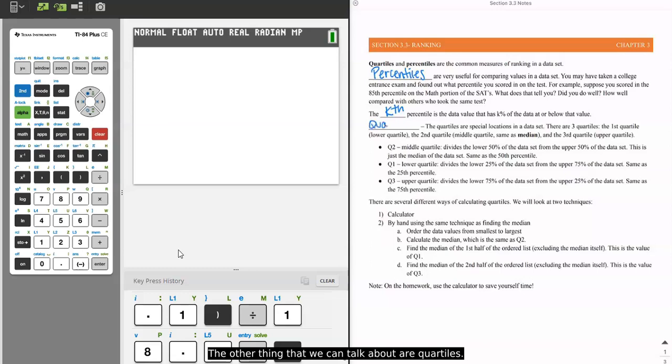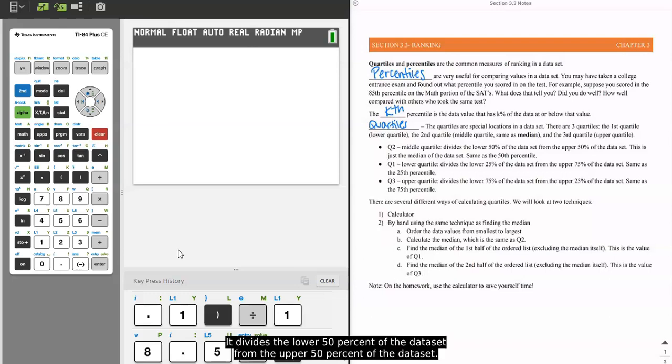So the quartiles are special locations in a data set. There are 3 quartiles. The first quartile, or lower quartile. The second quartile, the middle quartile, which is actually the same as the median. And then the third quartile, which is our upper quartile. So what we actually do first is find the middle quartile, or quartile 2, which is the median.